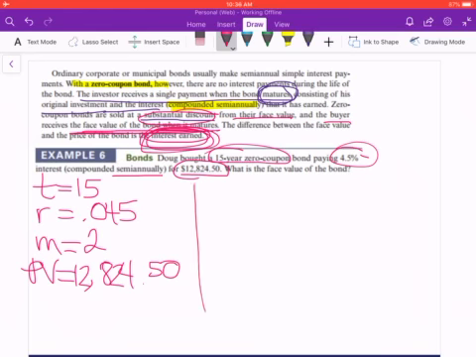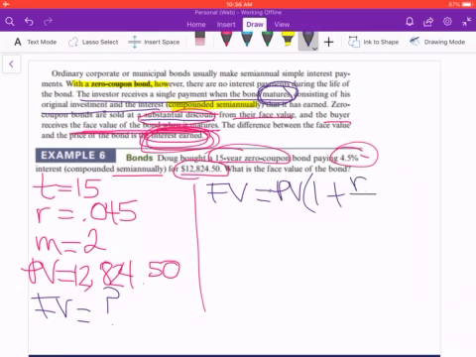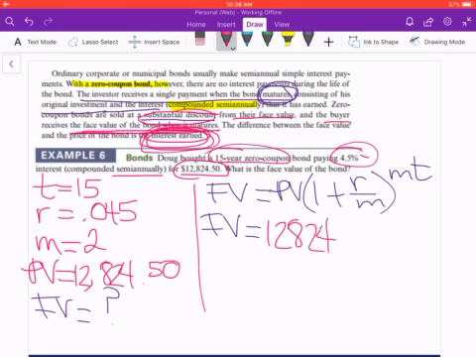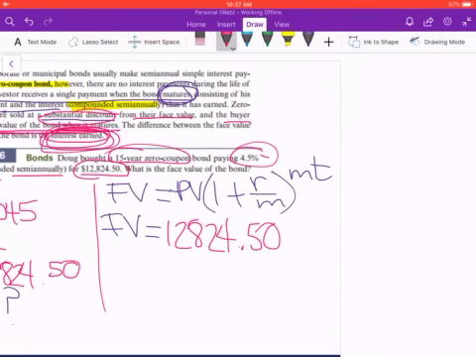So we will be using the formula future value. That is what we are looking for. So the future value will be present value, parentheses 1 plus R over M, parentheses M times T. So the future value will be, substitute present value with 12,824 and 50 cents. And then we are going to open parentheses here, and we will have 1 plus.